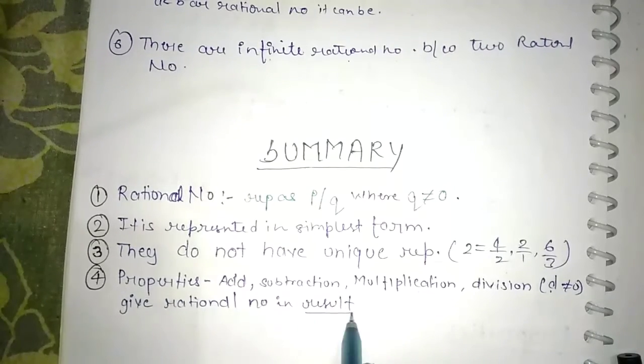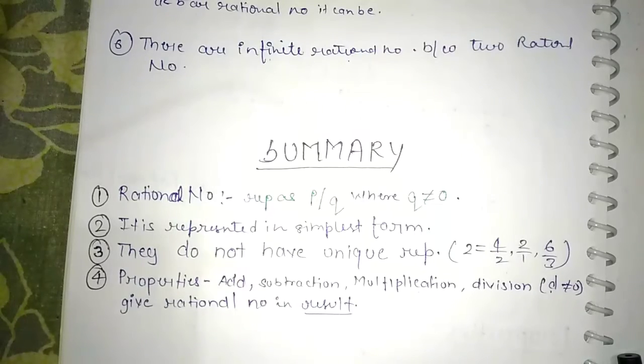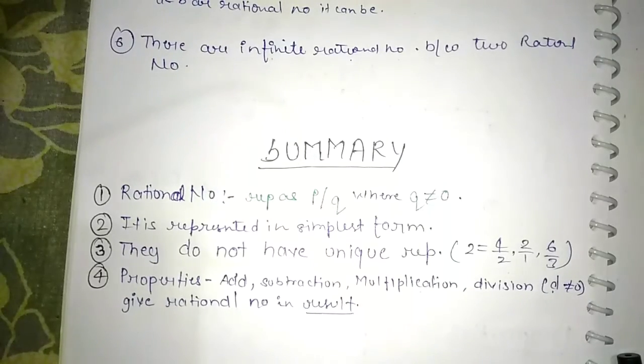So we studied rational numbers, and in the next lecture we will study irrational numbers, how to find irrational numbers, and plot irrational numbers on the number line.